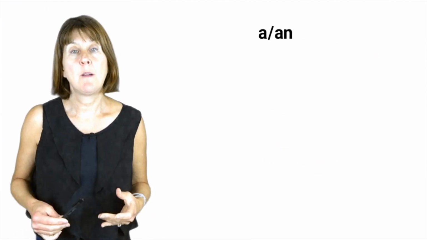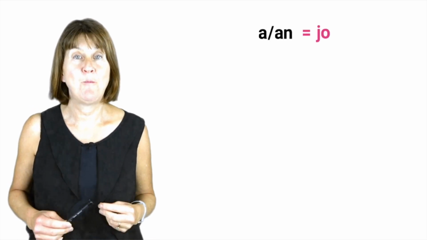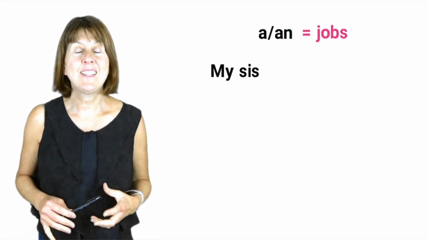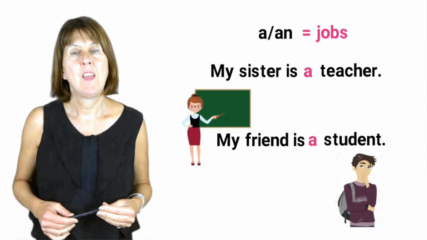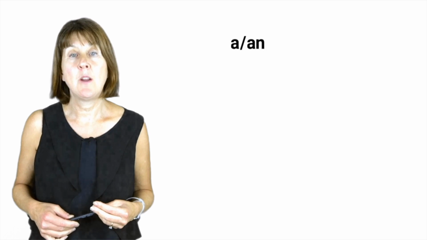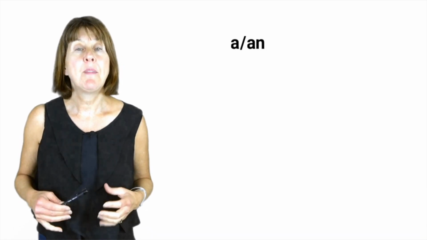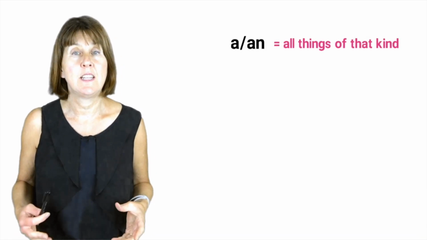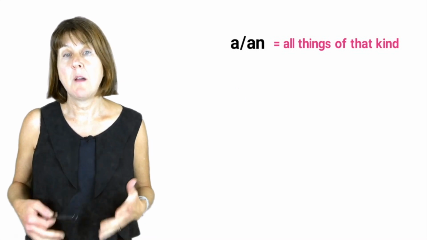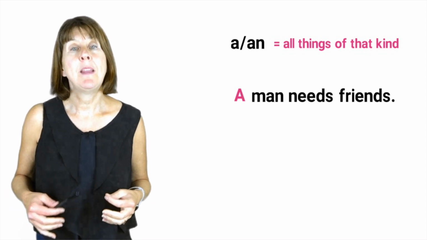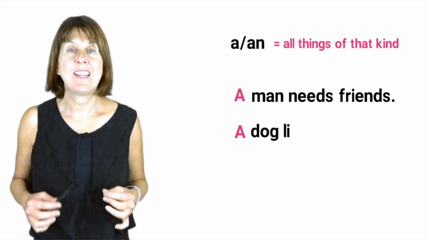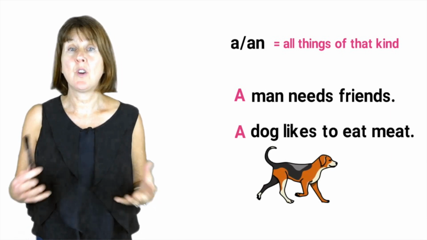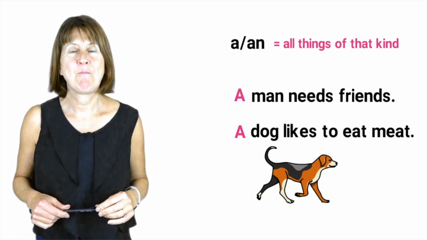We also use a and an to say what someone is or what job they do. For example, my sister is a teacher or my friend is a student. Also, we use a and an with a singular noun to say something about all things of that kind. So for instance, a man needs friends means all men need friends. And a dog likes to eat meat means all dogs like to eat meat.